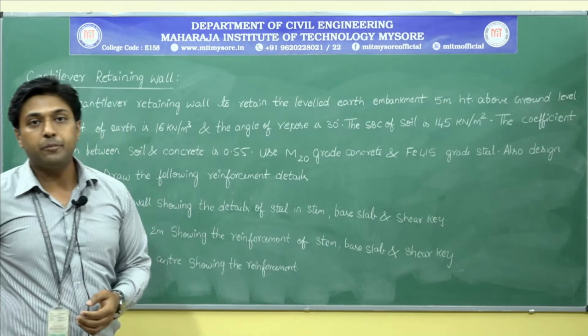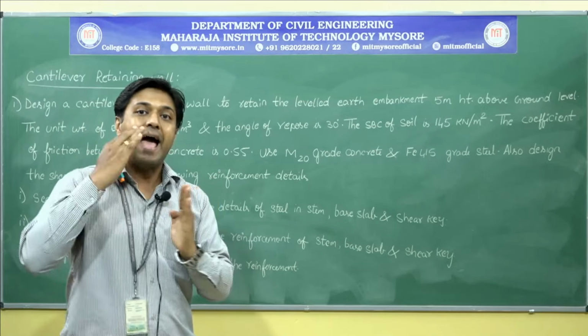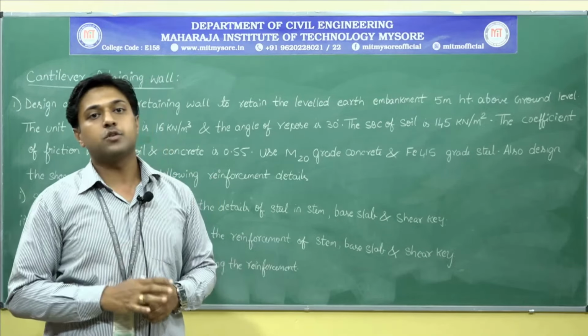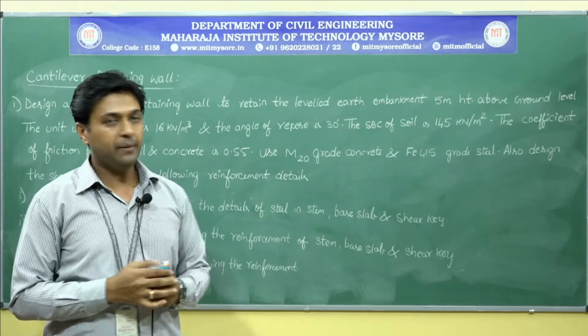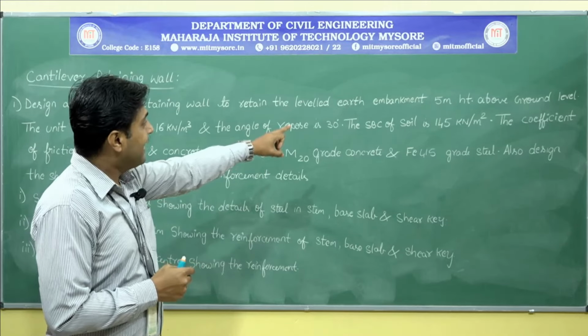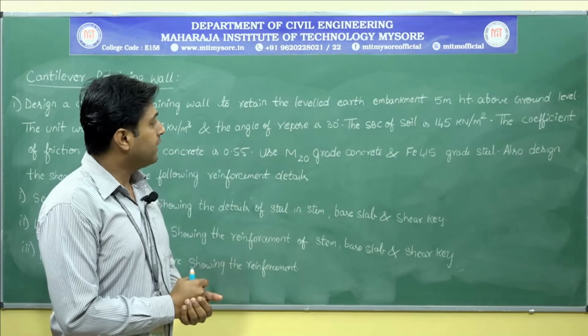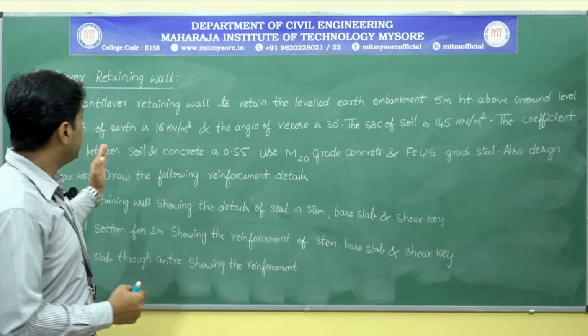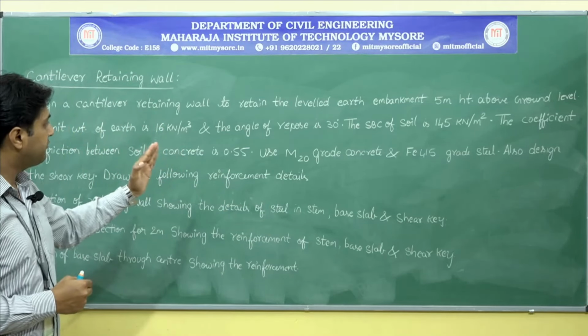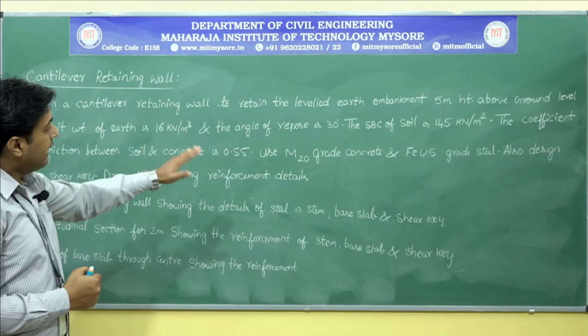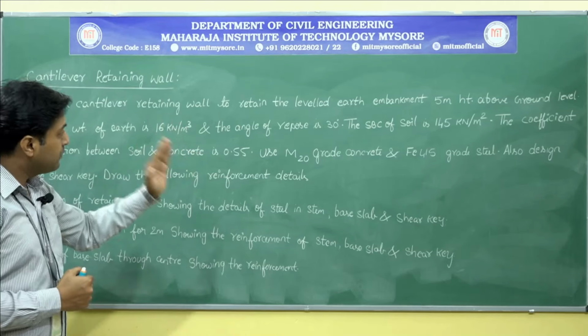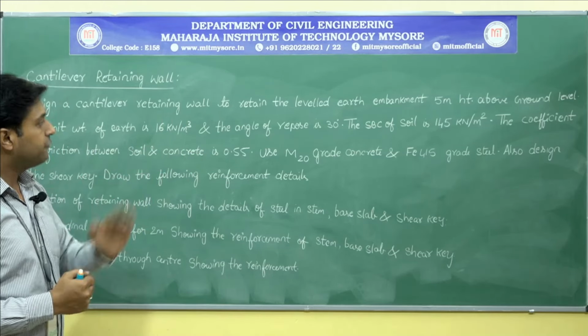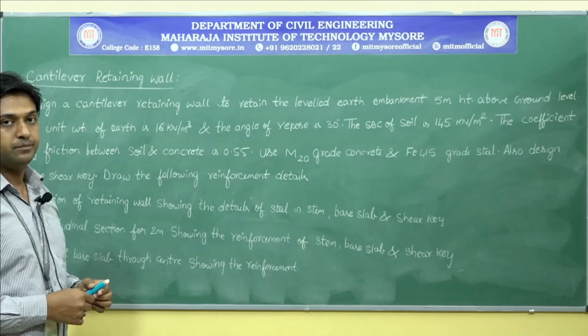What is that angle of repose? It is the angle above which the soil slides. Next, they have given the SBC of the soil as 145 kilonewton per meter square. The coefficient of friction between the soil and concrete is 0.55. They have told us to use M20 grade concrete and Fe415 grade steel.